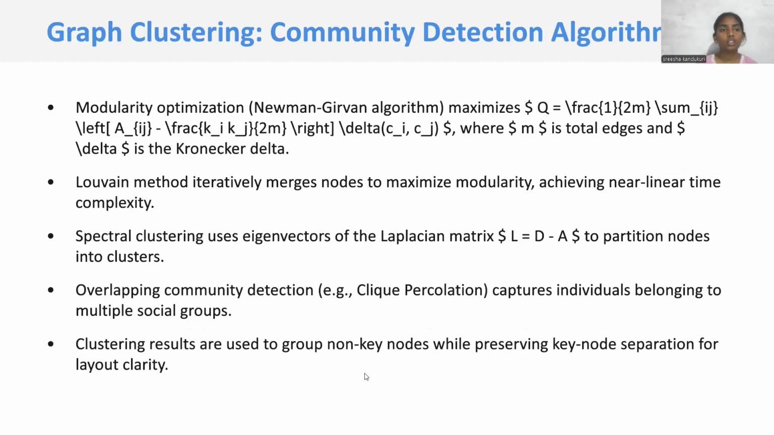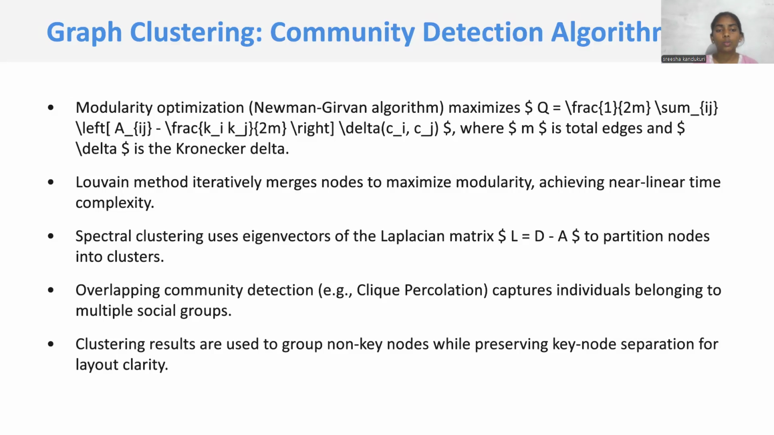Next, the important thing, graph clustering and community detection algorithms. First and foremost, we will discuss modularity optimization, the Girvan-Newman algorithm. It maximizes modularity Q, computed as 1/2m times the sum over node pairs, where m is the total number of edges and delta is the Kronecker delta. Its Louvain method iteratively moves nodes to maximize modularity, achieving near linear time complexity.